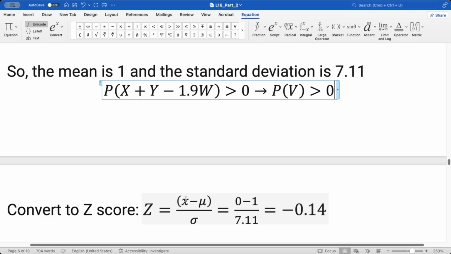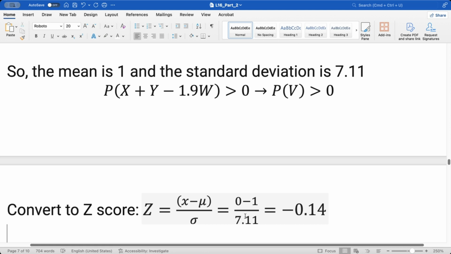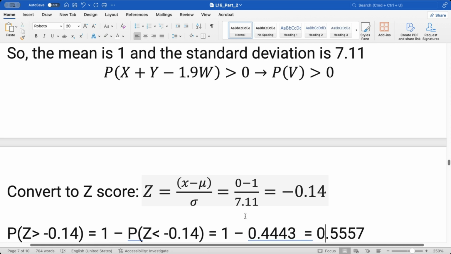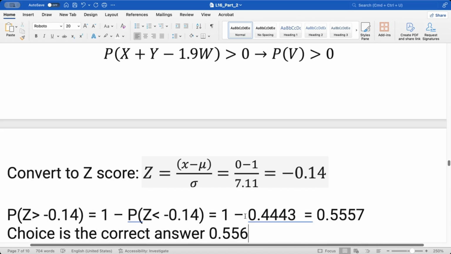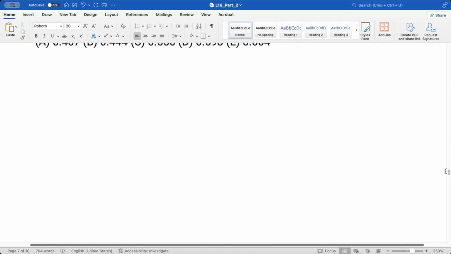So 0 here is going to convert over to 0 minus 1 over 7.11, mean and standard deviation. So it's negative 0.14. So what is that representing? That's representing a little bit below the mean, right? 0 is a little lower than 1. It's negative 0.14. So we want the probability that z is greater than negative 0.14. So for a greater than, you have to use the subtraction here. The table always gives you the area to the left. So we're going to look up negative 0.14 and then we're going to subtract.